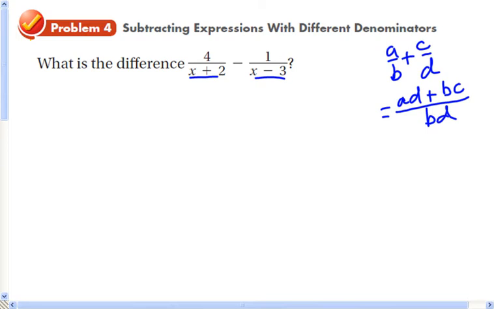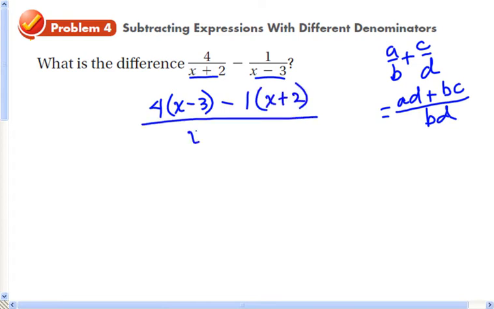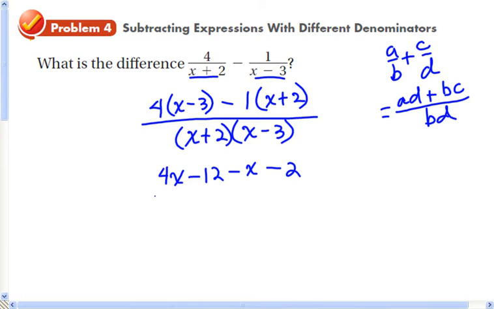So in this problem, I'm going to take 4 times quantity x minus 3 minus 1 times quantity x plus 2, and I'm going to divide that by the quantity x plus 2 times x minus 3. And I'm going to simplify the numerator by using the distributive property, and I get 4x minus 12 minus 1x minus 2, and that's still the same denominator, x plus 2 times the quantity x minus 3.